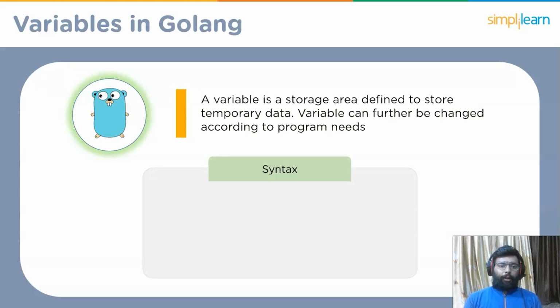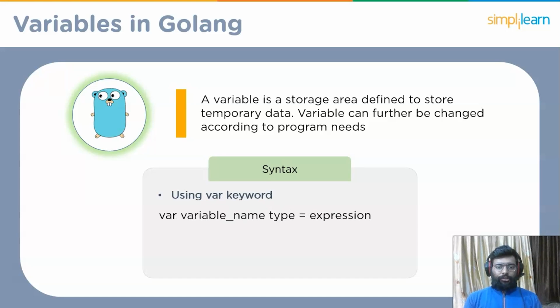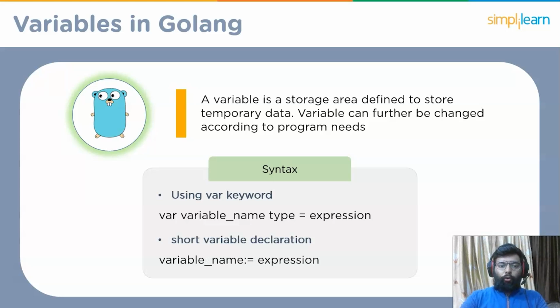There are two ways to declare variables in Golang. First is using the var keyword. Its syntax is simply the var keyword, then the variable name, then the type, and then the data you want to store in it. The next is the short variable declaration. First, you write the variable name, then the := sign, and the data you want to store in it. So now let's move to VS Code and see the declaration of variables live.